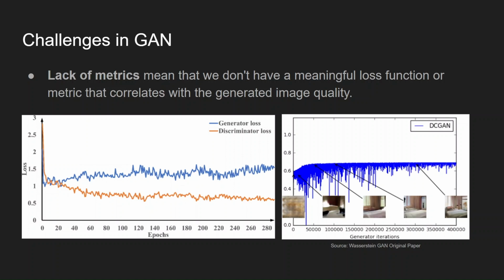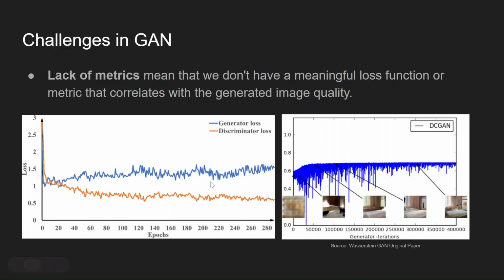One of the first challenges that regular GAN faces is the lack of metrics. This means that we don't have a useful loss function or metric that correlates with the generated image quality. As you can see in the left graph, we have generator loss and discriminator loss, and with an increasing number of epochs our discriminator loss is around 0.5. It's like flipping a coin, either an image is real or it is fake. So our discriminator loss is around 0.5, while our generator loss is between 1.5 and 0.75.